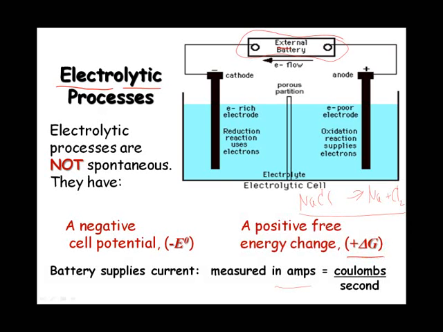Okay, so just from a term standpoint, batteries supply current, an electric current, and that is measured in amps, and an amp is nothing more than a coulomb per second. So it's talking about that flow of electrons and how fast that flow is moving.